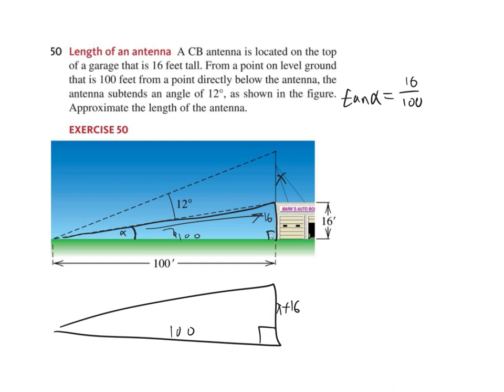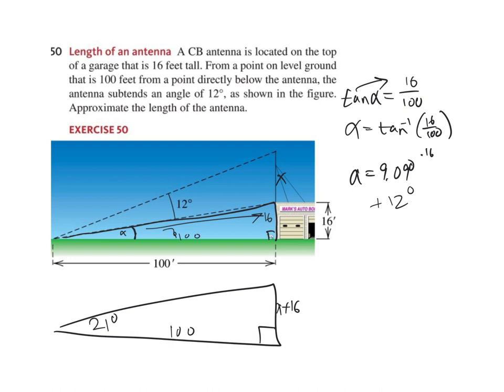All right, so now to get alpha, move the tangent over. So the arctangent of 16 over 100. So 16 hundredths or 0.16. So the arctangent of 0.16 is going to give you 9.09 degrees. All right, so we add that to 12 degrees. Okay, and we get 20, we'll just say it's 21 degrees. The whole thing is 21 degrees.